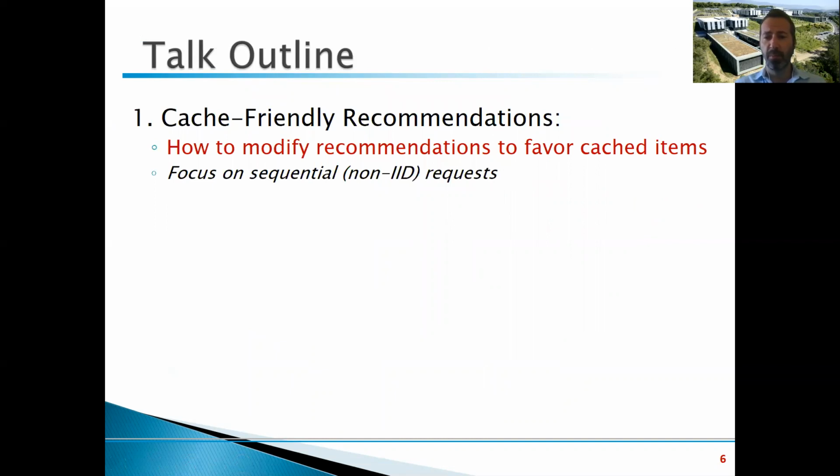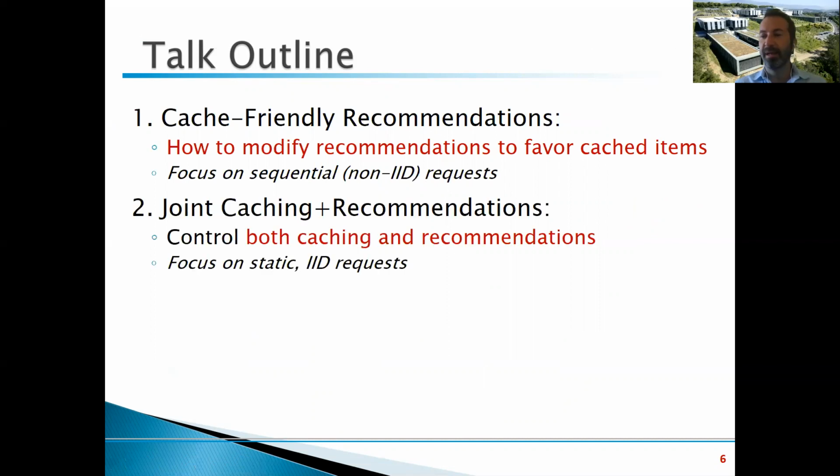What I'm going to talk about mostly is this, topic 1: how to modify these recommendations to favor cached items. I'm going to touch just a little bit on the next reasonable step, which is, we saw caching, we saw recommendations, so how could we put this together, or can we put this together?